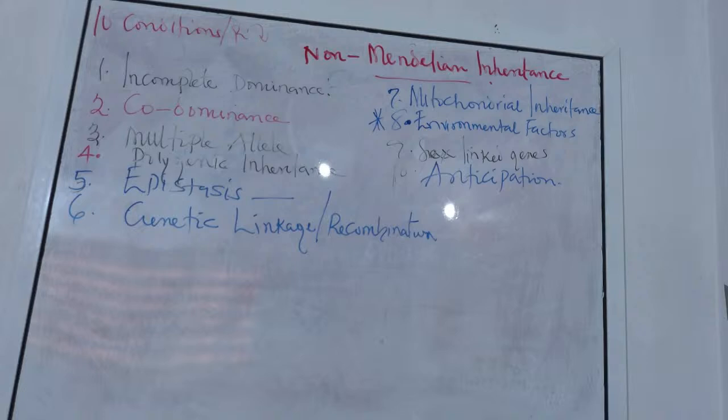The sixth one is genetic linkage or genetic recombination. Some genes are said to be genetically linked to each other. That will make them able to produce a new product, which is going to be a genetic recombinant. We are going to see examples of this as we go on.